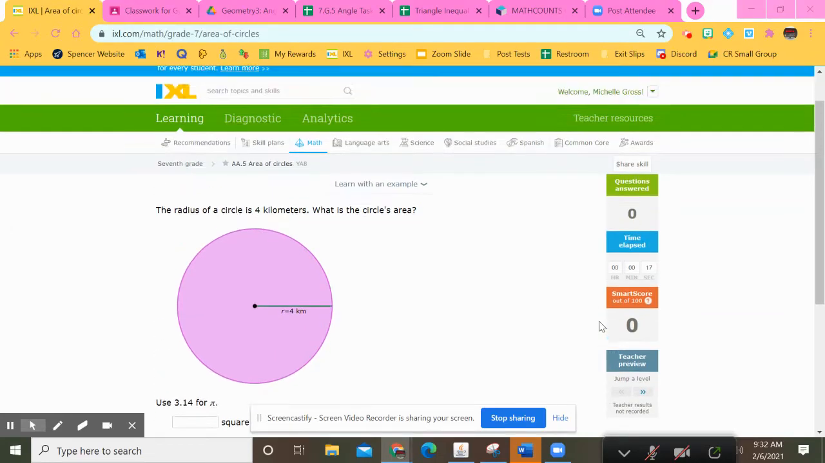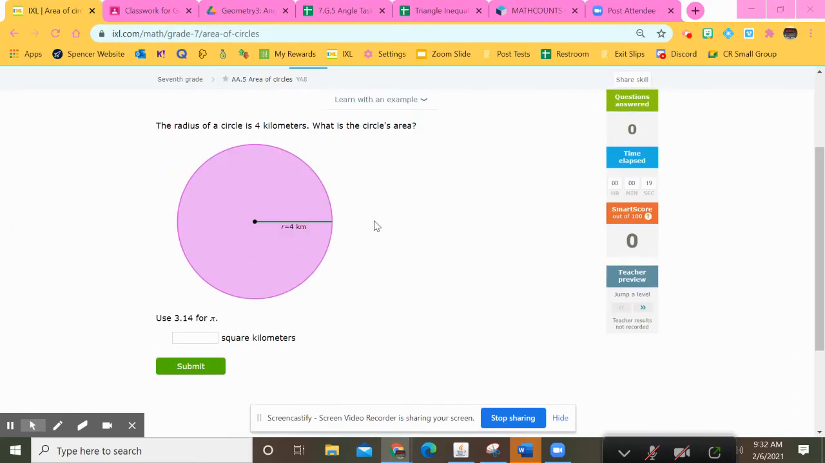I'm going to go over the IXL AA5 area of circles with you. The first thing that you need to remember is to find the area of a circle, you need to multiply pi by the radius squared. And so when you're doing that, go ahead and write that down. Area equals pi, and if you're not sure how to write the pi button, it's down here, this one right here, pi times the radius squared.